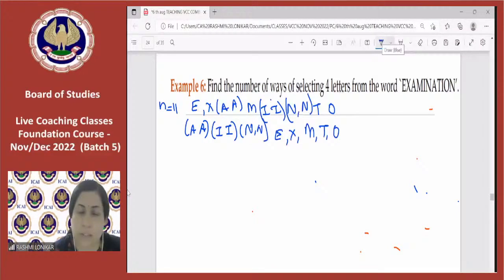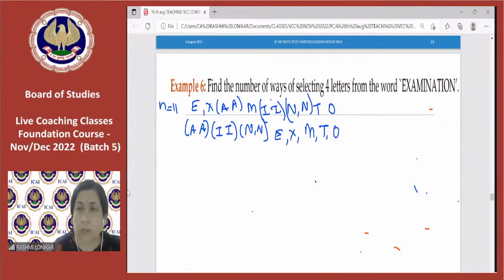How many alphabets are there? Okay, forget about the calculation part. Just understanding first. Let us see. You have the word examination. How many alphabets are there? 11. Out of them, some alphabets are repeated. Let us see which are the alphabets repeated.